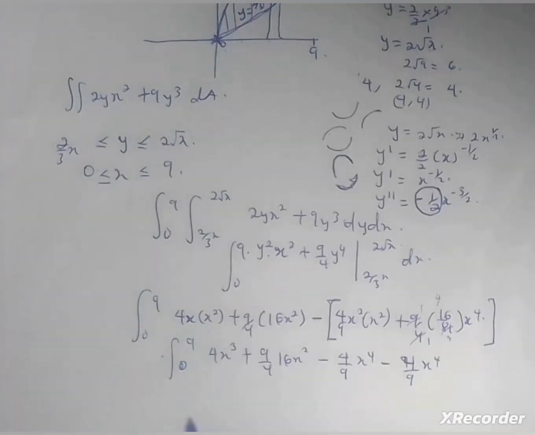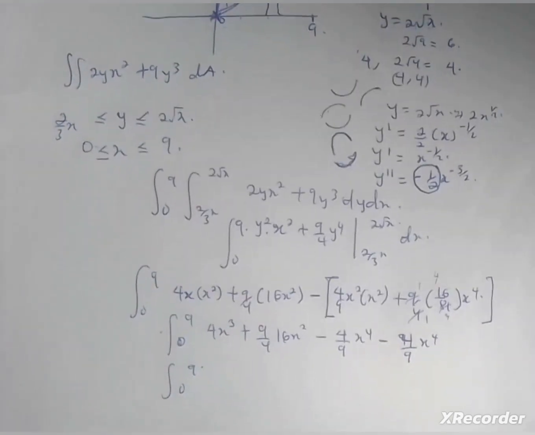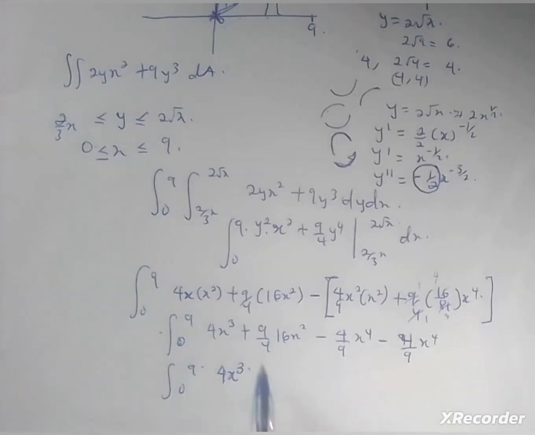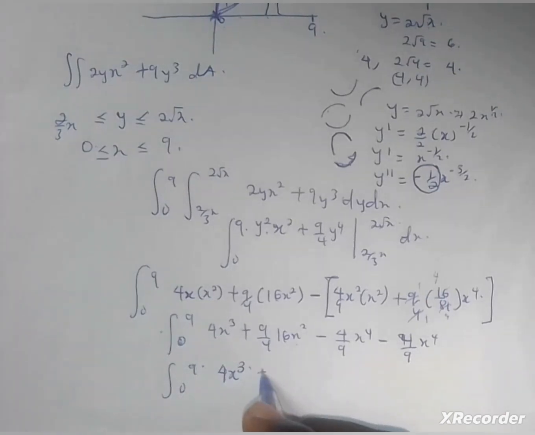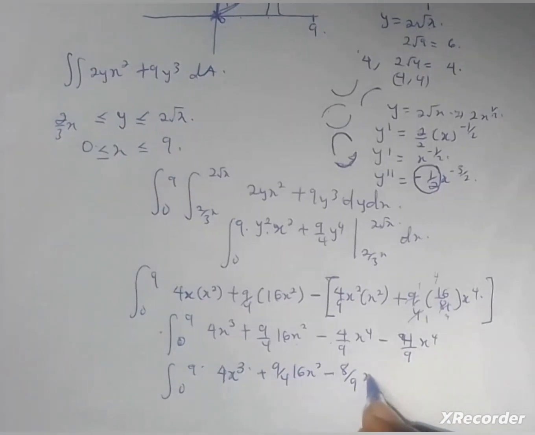So now let's keep on simplifying. So 0 to 9, then we come, here is 4x cubed. It's not having any like term here. So meaning I'm going to have my 4x cubed here back. I have 9 on 4, 16x squared. So this is going to give me plus 9 on 4, 16x squared. Then here minus minus, so minus 8 on 9 x to the power 4 dx.